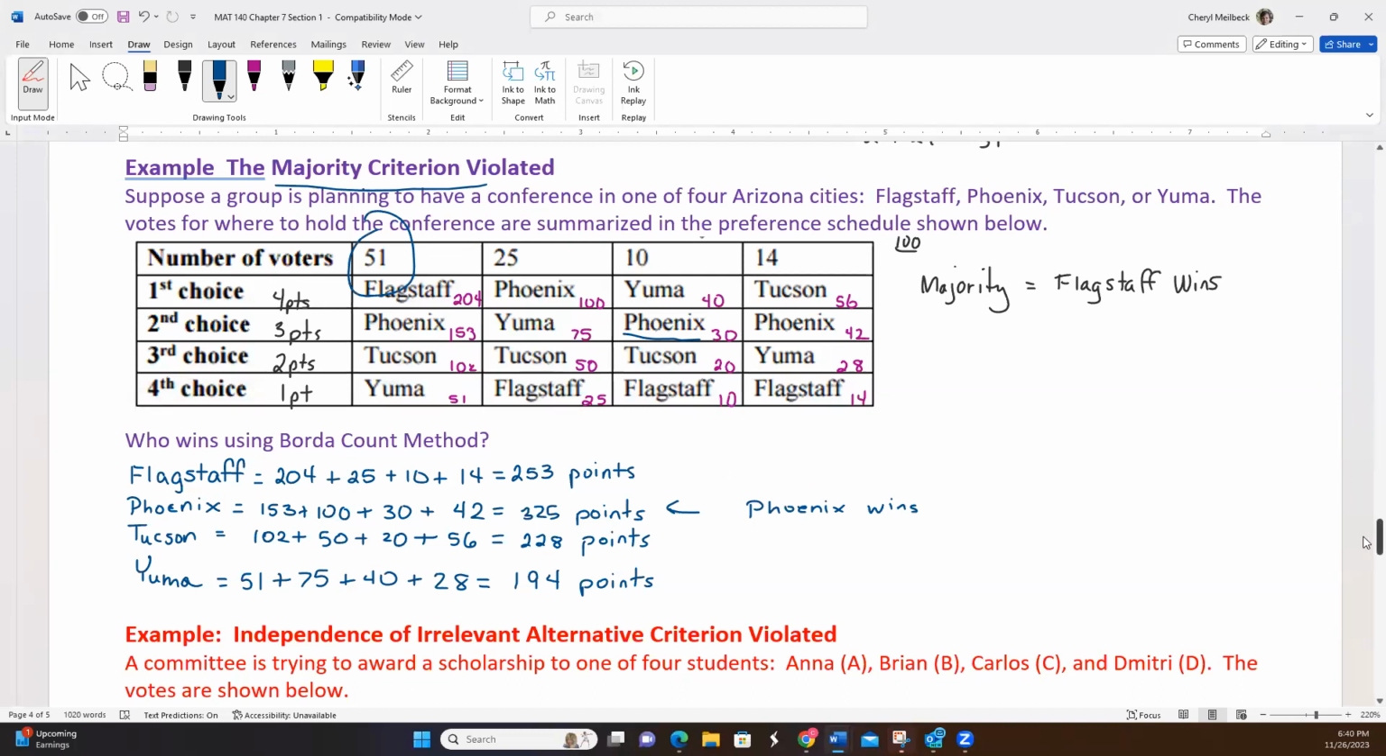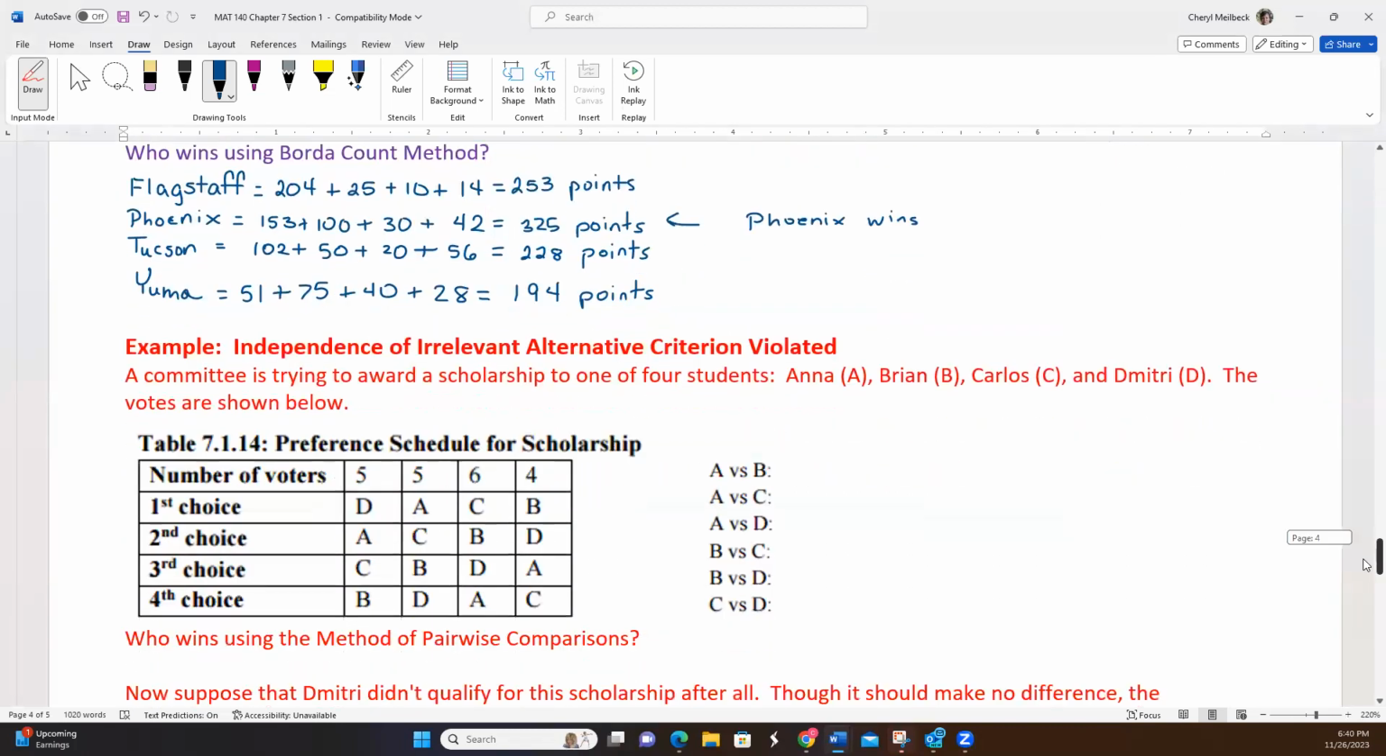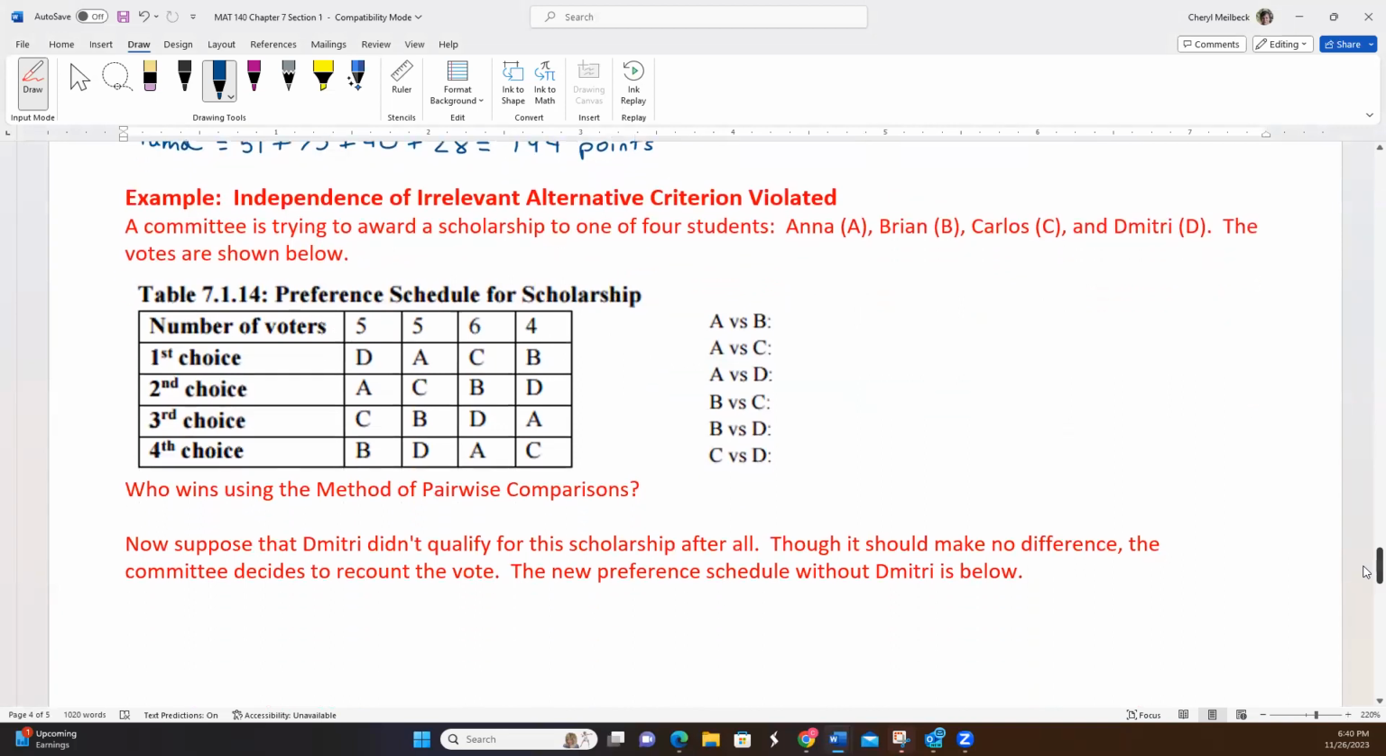All right, let's look at our next example, which is the independence of irrelevant alternatives criterion. Even if I can't say it, it's good practice for us to do it. So here, the committee is trying to award a scholarship to one of 4 students, Anna, Brian, Carlos, or Dimitri, and the votes are shown below. You can see how many people voted. If you add across the top, you get 10 and 10, so 20 people voted.